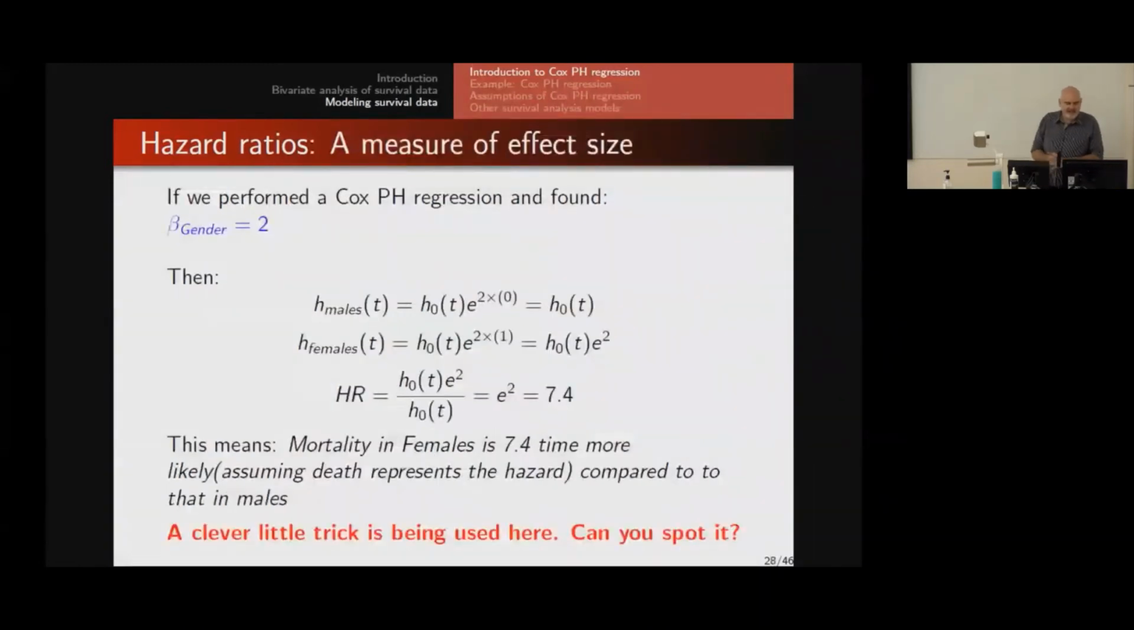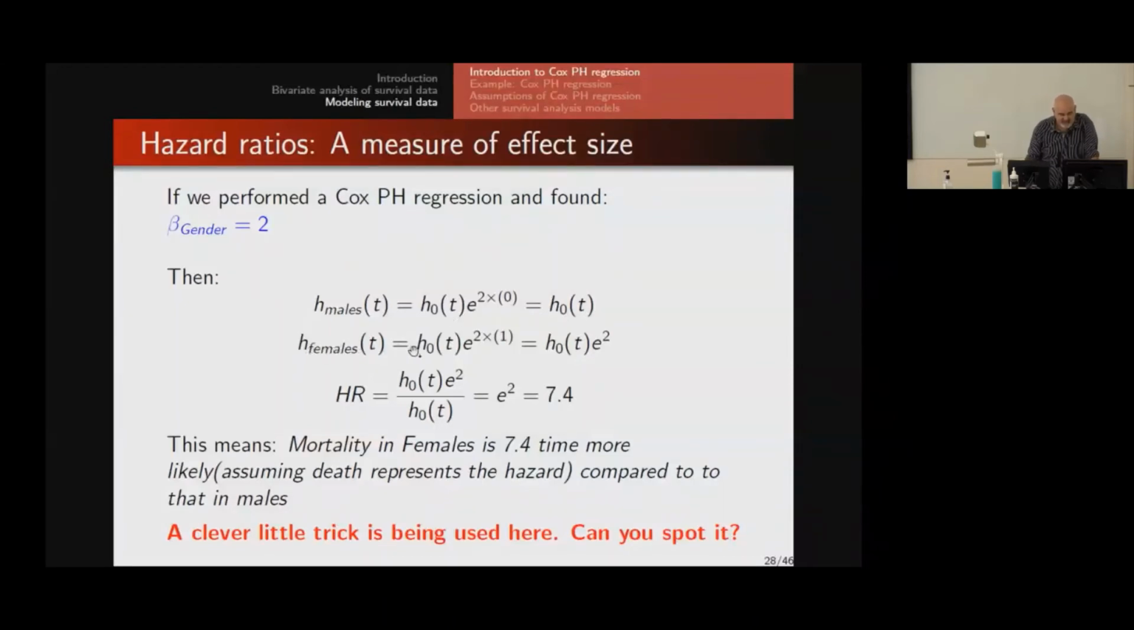Okay, so here it is. Say, for example, we perform our Cox proportional hazard regression, a bivariate one, and we found that our beta gender equals 2. So we could get a model for our males and our females. The model for our males would be the baseline hazard times e to the 2 times 0. And remember, 0 is the dummy code for males, which equals h0 of t. In other words, anything raised to the power of 0 is 1. So that works out to be h0 of t.